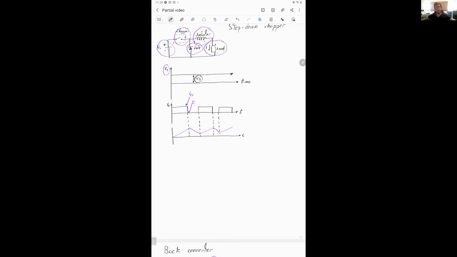Well, mainly a step-down chopper is a static circuit component that will step down the input voltage of a source, and the output voltage of the chopper is lower than the input voltage of the fixed source. It means that Vs will always be bigger than the voltage of the load.